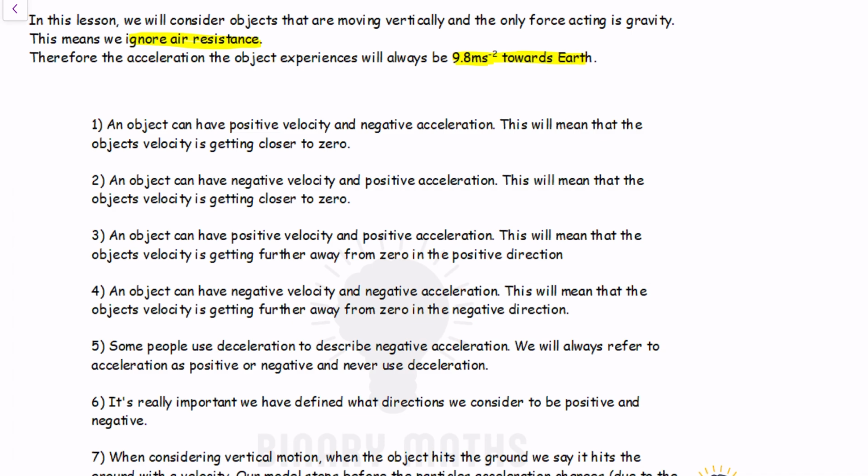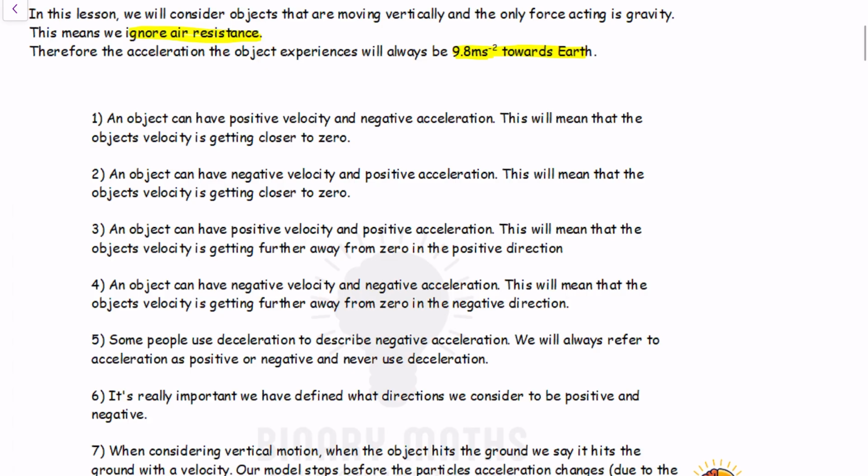An object can have positive velocity and positive acceleration. This will mean that the object's velocity is getting further away from zero in the positive direction. An object can have negative velocity and negative acceleration. This will mean that the object's velocity is getting further away from zero in the negative direction. Some people use deceleration to describe negative acceleration. We will always refer to acceleration as positive and negative and never use deceleration.